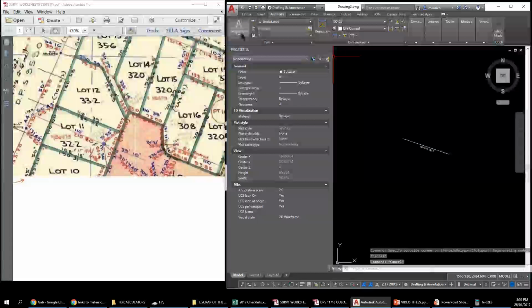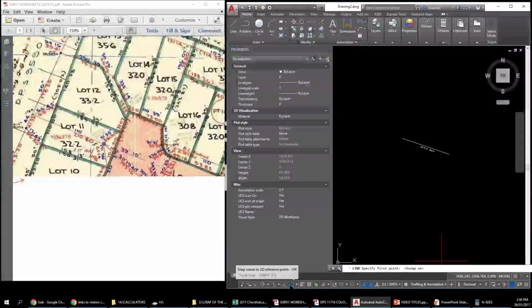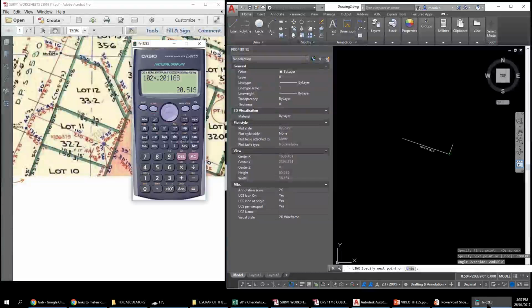Alright, so home, we want to draw a line there. Turn on the snaps here, which means it snaps onto there. Okay, and then shift several, 20 degrees 39, and then our distance, which we have to go back to here, which is 20.519. Okay.